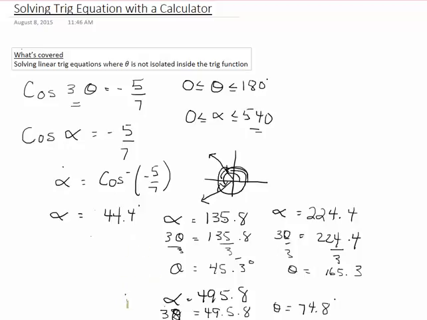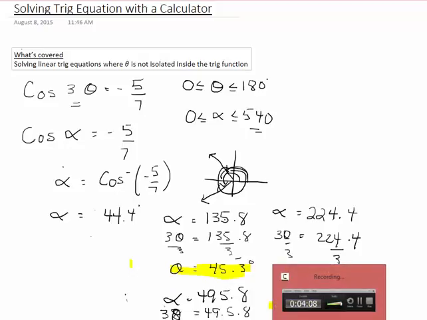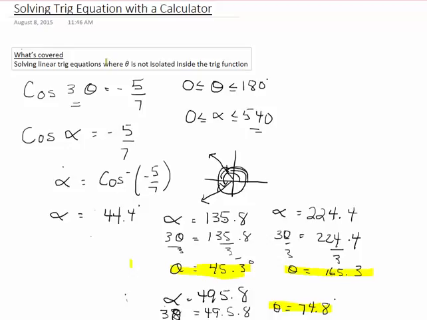So our 3 solutions for this question are the 45.3, the 165.3, and 74.8. Keep in mind what that means is if you substitute any of these angles into this equation, your left side would equal your right side. That's the whole purpose of solving equations. So we'll do one more example together, and then that's it for today's lesson.